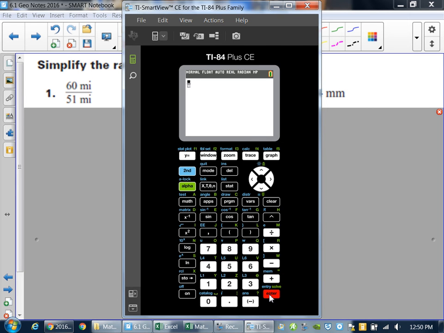And like we did earlier, create the fraction bar. You guys, your buttons are easier to find than mine. 60 over 51 and hit enter, and it gives you an answer. It tells you what the ratio simplifies to be. So hopefully you don't press the wrong button. That's really all you have to do with some of this.